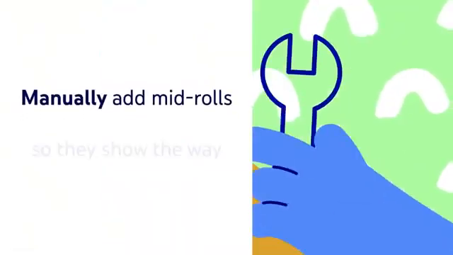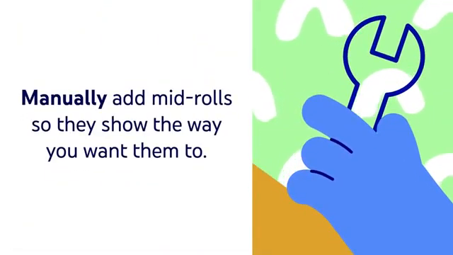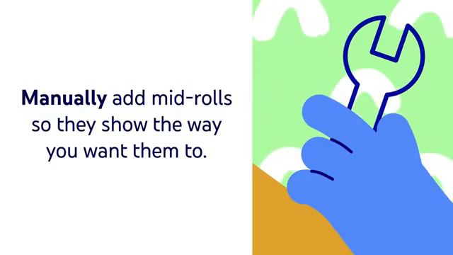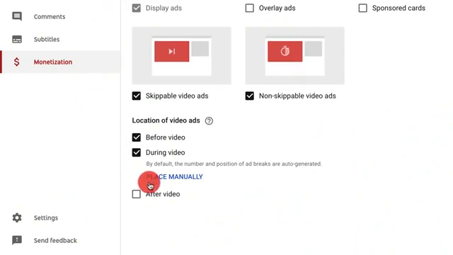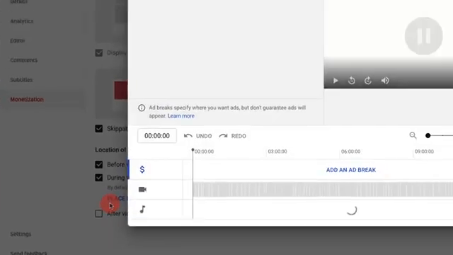Of course, in some cases, you may have breaks purposefully built into your video, such as transition screens or scene changes. In this case, you may prefer to manually add mid-rolls so they show the way you want them to. You can do this using the Ad Breaks tool. This tool lets you create, preview, and edit automatically generated or manually set mid-roll ad breaks. To get to the tool, click Place Manually under During Video.